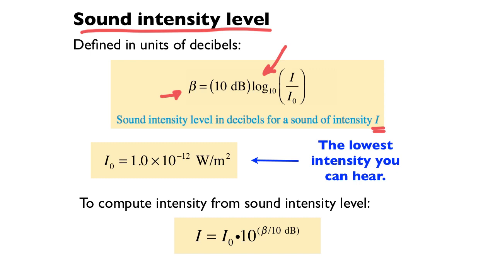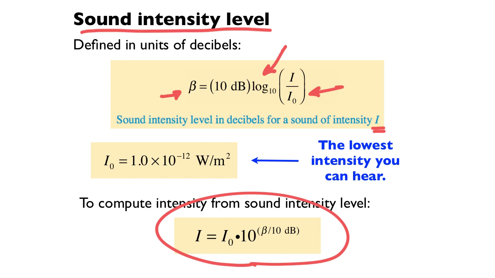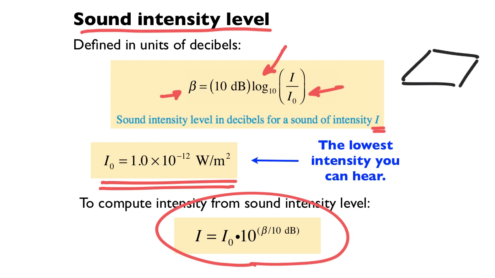If you have to go backwards from sound intensity level to intensities, you can use this relationship right here. Now, the I0 that appears in this equation is the lowest intensity you can hear. That's 1 times 10 to the negative 12th watts per square meter. Now, I want you to think about that. That is 1 trillionth of a watt spread over an area of 1 square meter. Imagine that. That is a ridiculously small intensity. Your ears are insanely sensitive.